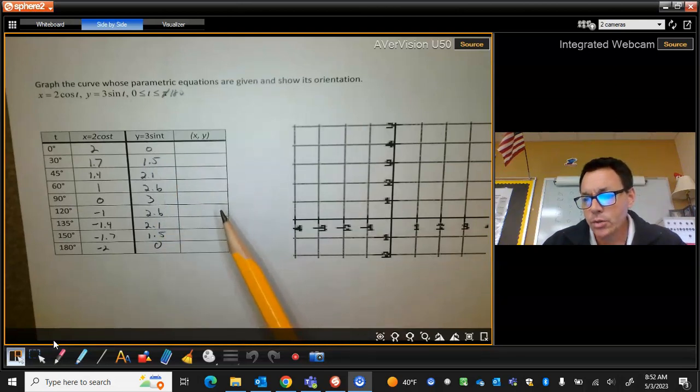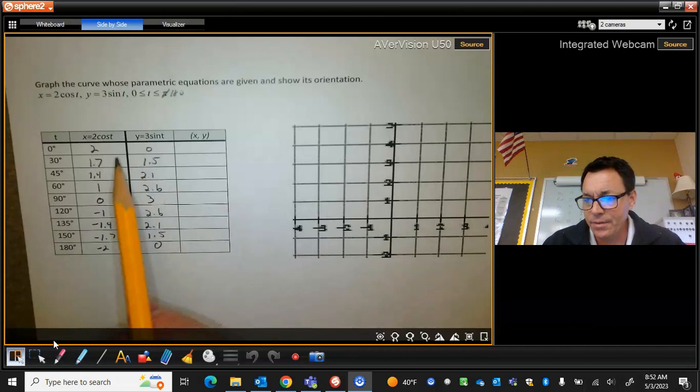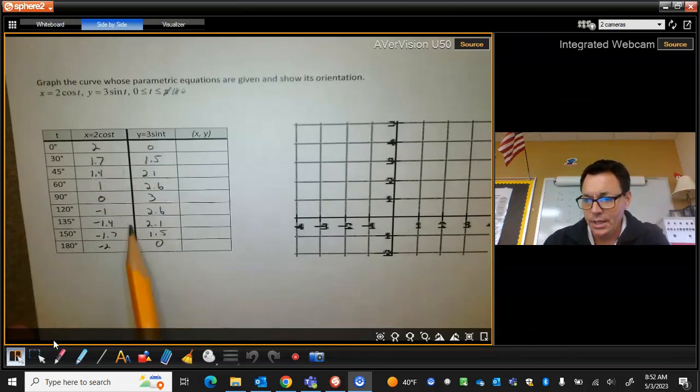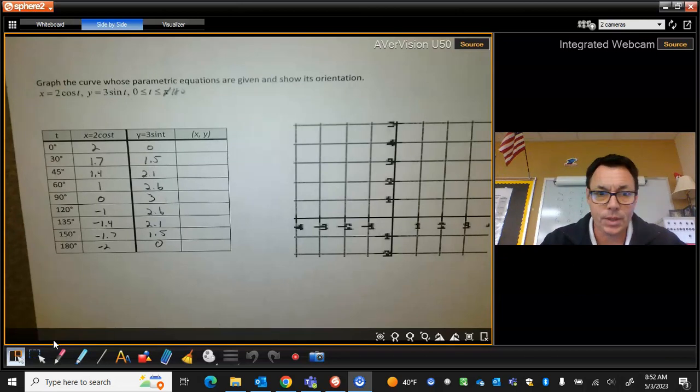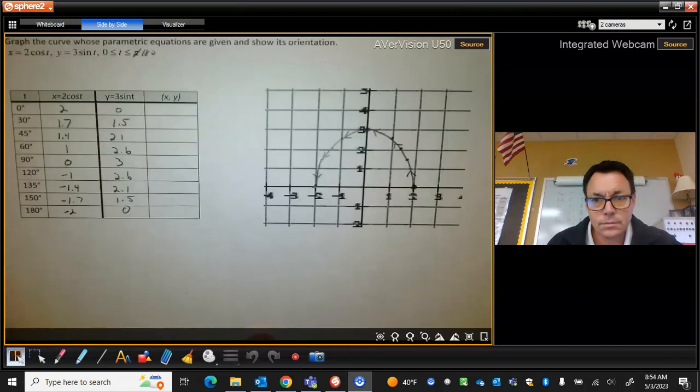So I want you to try to graph these. So these are ordered pairs. Graph them on the graph that I've given you, and then also show the orientation, the direction that this graph is being drawn. Okay? All right, and this is what you should have got.